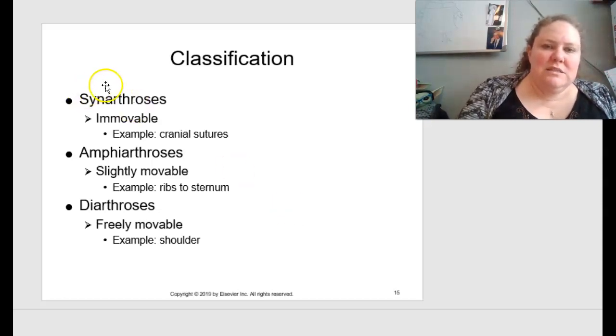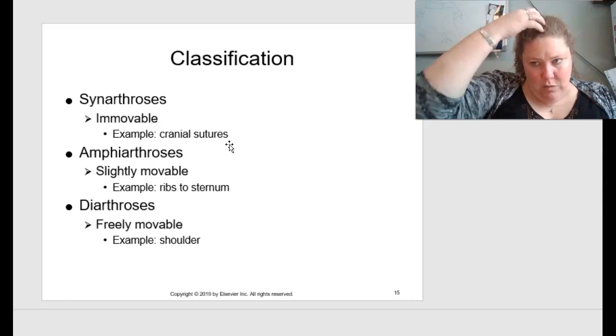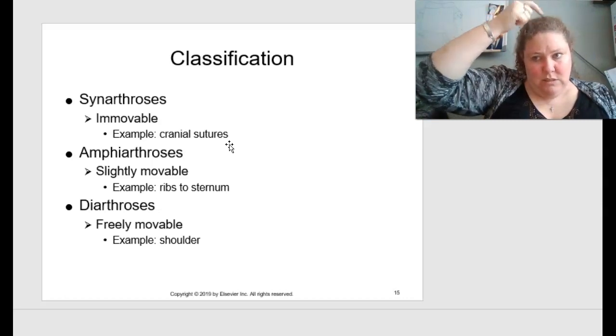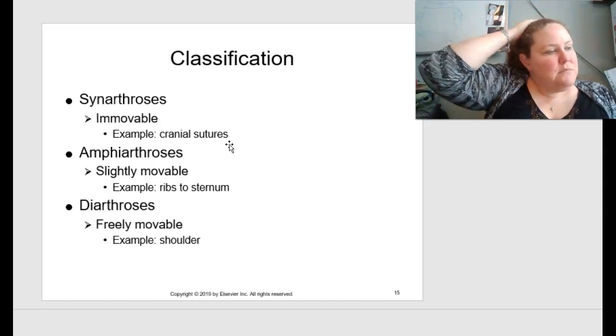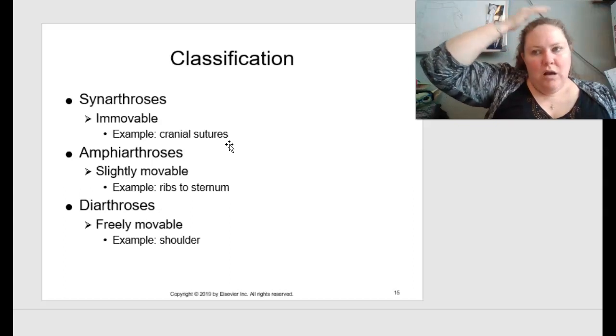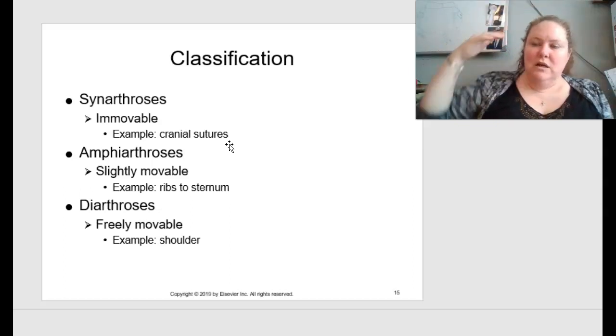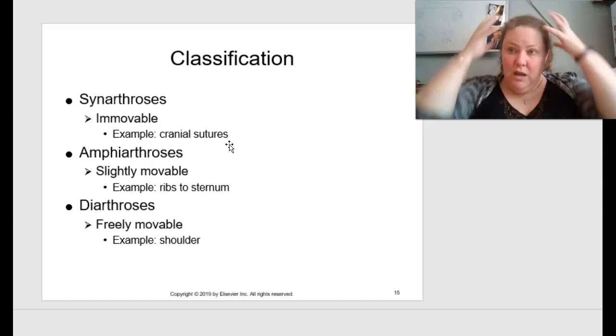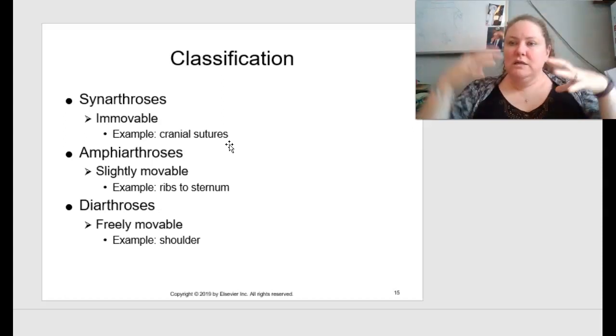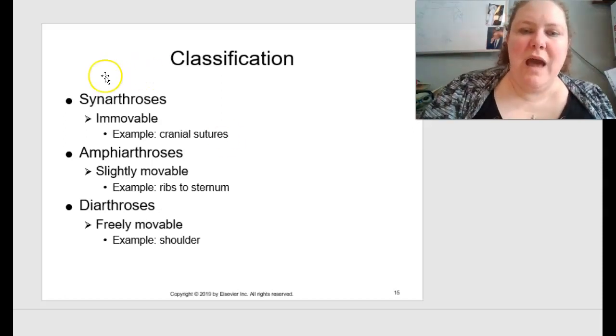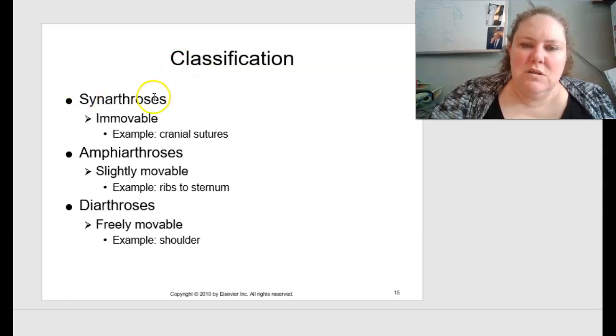You have synarthroses, and these are immovable. An example of this would be your cranial sutures. You know how when you're born you have that little hole, like the open foramen? But then our skull is going to start fusing together. I can't move my skull, it's fused together, right? And so that would be an example of the synarthroses.